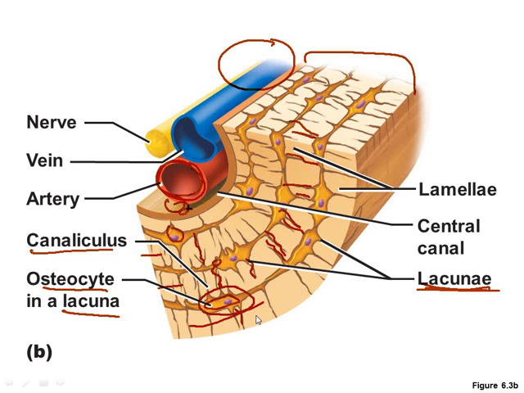Any waste products like carbon dioxide are going to be transported down a canaliculi into another osteocyte in its lacuna, back this way, back this way, back this way, all the way to the vein. So it allows you to transport things across a solid matrix through these little tunnels. That's what the canaliculi do. And we'll see those in lab too.